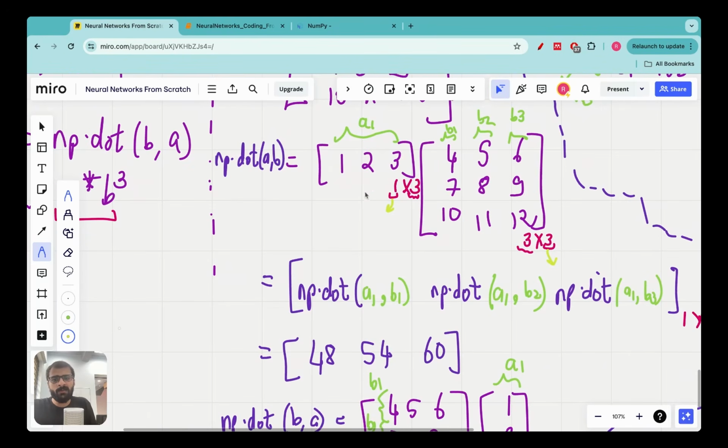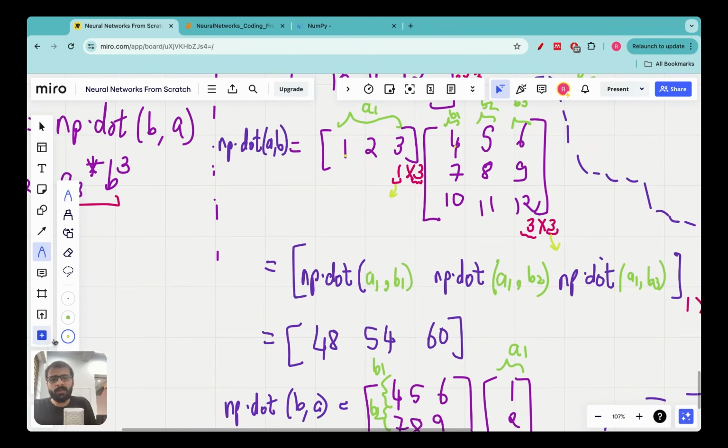So then the first element would be 1 multiplied by 4 plus, so then let me write it down over here. The first element would be 1 multiplied by 4 plus 2 multiplied by 7 plus 3 multiplied by 10, and this summation is 48. So the first element of the output is 48.